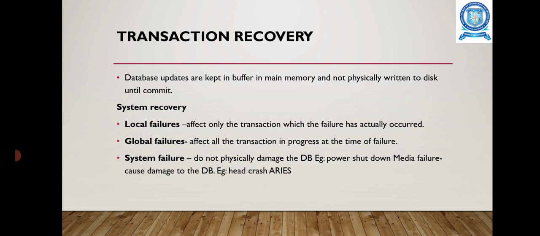System recovery. There are some failures. There are three types of failures that occur in a system. First one is a local failure, second one is a global failure, third one is a system failure. A local failure affects only the transaction in which the failure has actually occurred. A global failure affects all the transactions in progress at the time of failure. A system failure does not physically damage the database. Example, power shutdown. Media failure causes damage to the database.